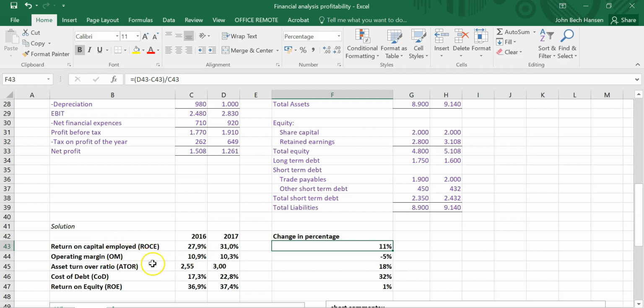However, we can also see that the decline in the operating margin is 5%. So the improvement here is generated by the asset turnover ratio. Okay, so actually we have used our capital much better. So that is in fact the reason that we have a better return on capital employed.